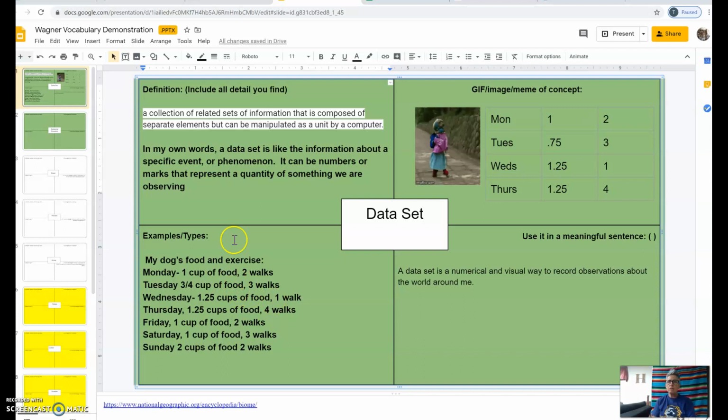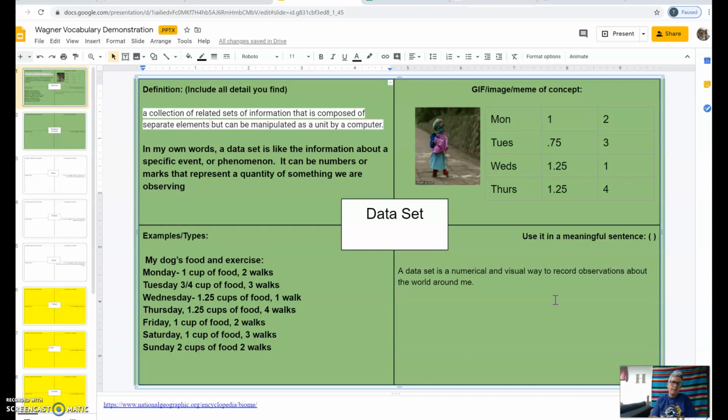Okay, so you have a definition here. You have an image or a concept or a meme. So we're looking for a picture, basically, that represents it. Here I'd like some examples of each of the terms that you'll see over here on the slideshow. And then right here is to use it in a meaningful sentence. Now on some of the slides I've written a question for you to answer. And that question might be your meaningful sentence, or you can use it in your own way.